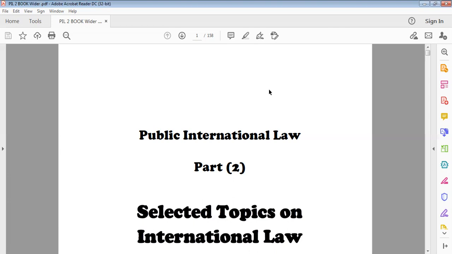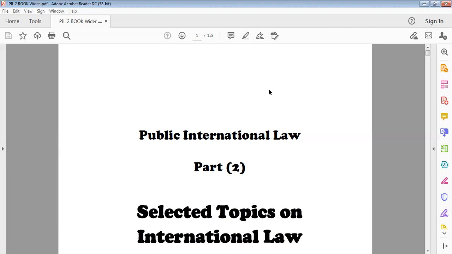Then we moved to the customary international law. We defined the customs and we knew what are the main elements of the custom, whether the usage, the material element, or even the opinio juris, the mental element, and whether it is important to have the two elements or is it sufficient to have only one element for the international custom. I think we discussed all of these matters in a lot of detail.